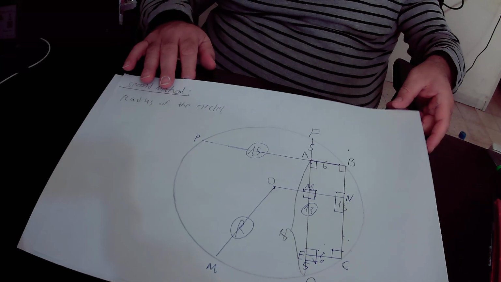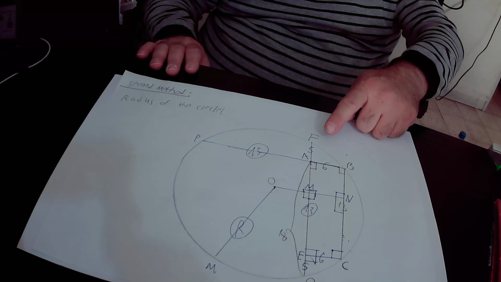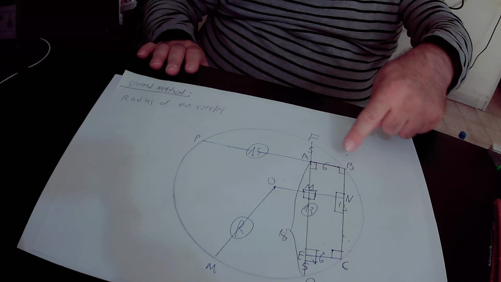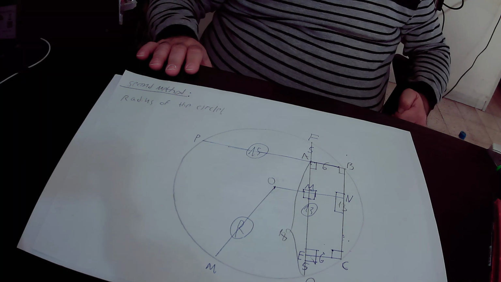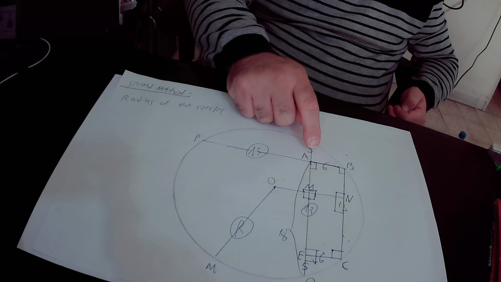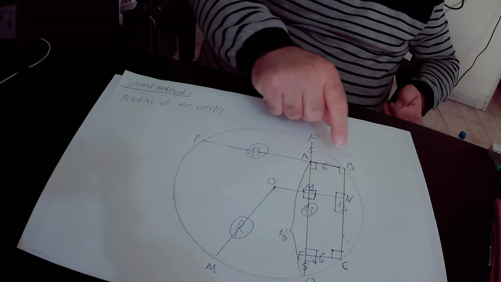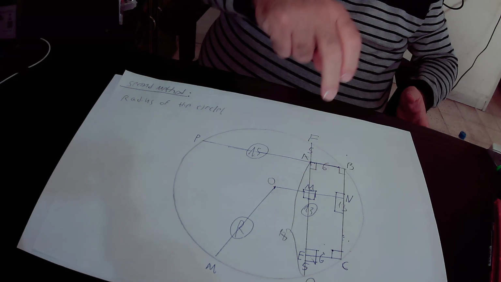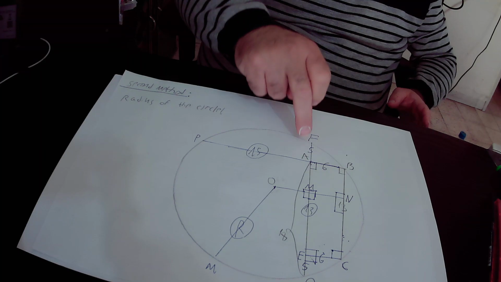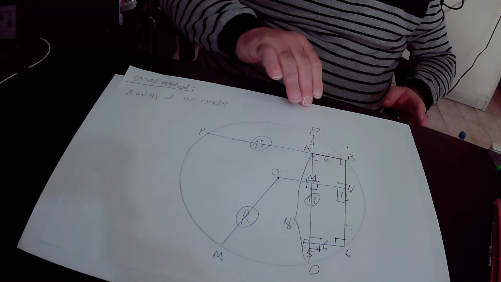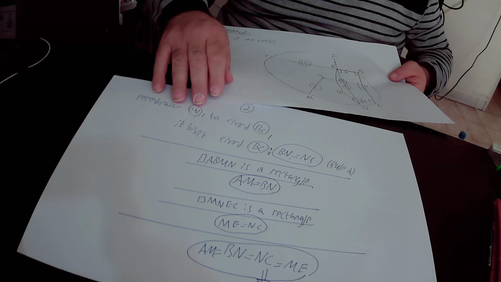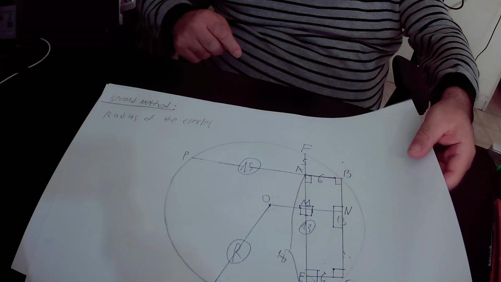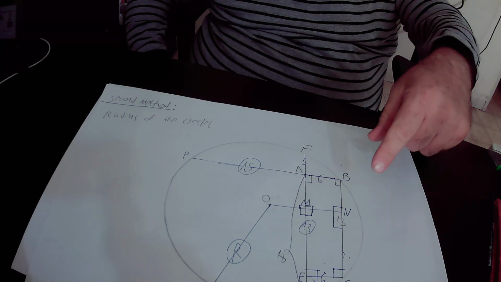Then we focused on quadrilateral ABMN. In this quadrangle we have 1, 2, 3 right angles, therefore this fourth angle must be equal to 90 degrees. Therefore in quadrangle ABMN we have 4 right angles, therefore quadrangle ABMN is a rectangle. Okay, quadrangle ABMN is a rectangle, and we know that the opposite sides of a rectangle are equal to each other. That is to say AM equals BN.